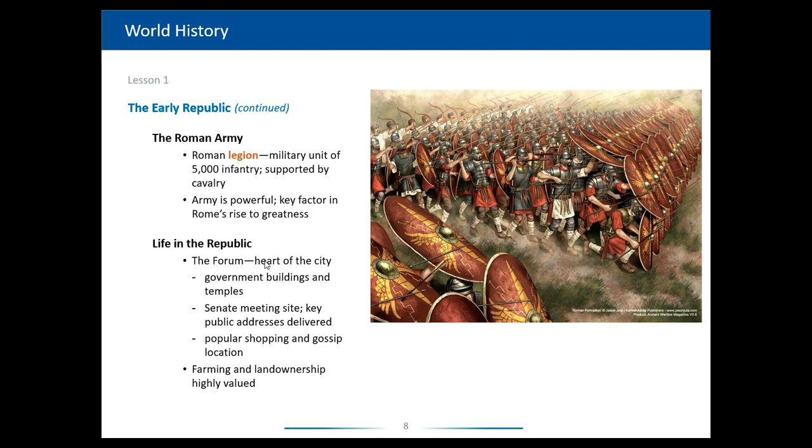Life in the Republic. The Forum. The Forum is the heart of the city. It has the government buildings and temples. The Senate also meets in the Forum, and key public addresses are delivered in the Forum. The Forum also is a popular place for shopping and gossip.